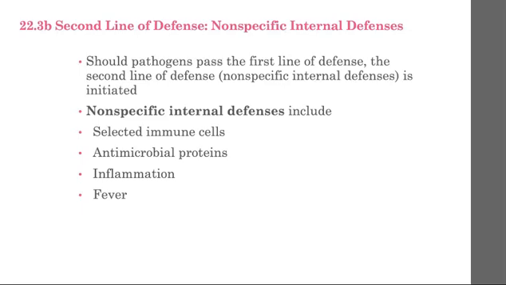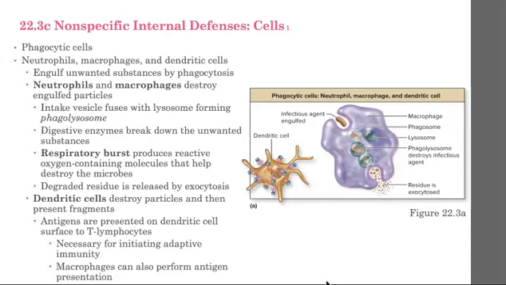All right, so now let's talk about our second line of defense. Just in case the pathogen is able to get past that first line of defense, we're going to start to use some of our internal defenses. And that's going to include certain immune cells, antimicrobial proteins, inflammation, and fever. So we're going to get into specific cellular functions now.